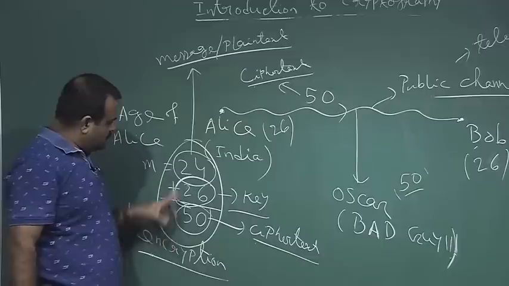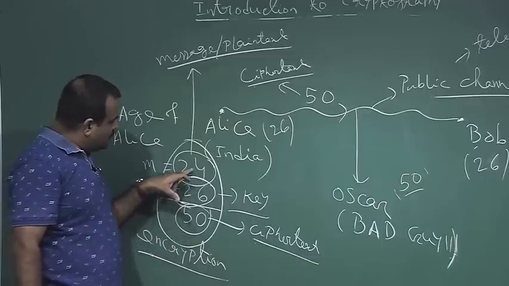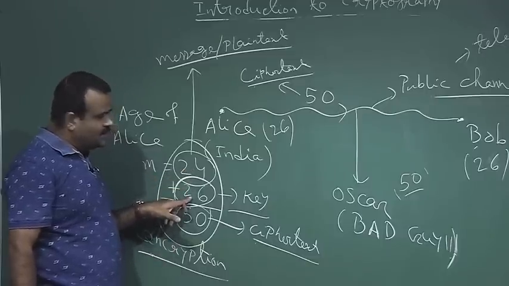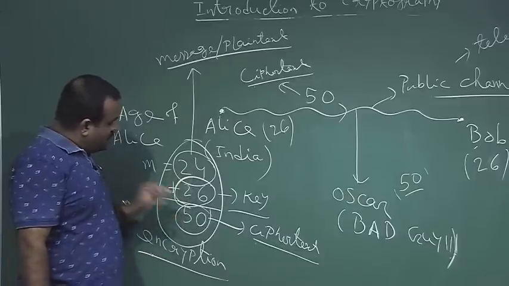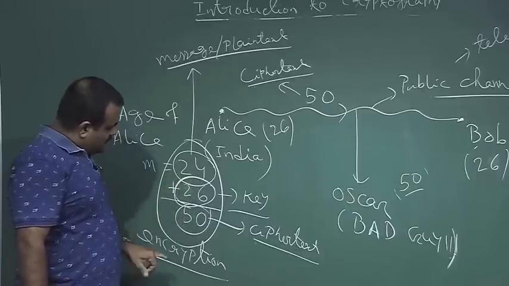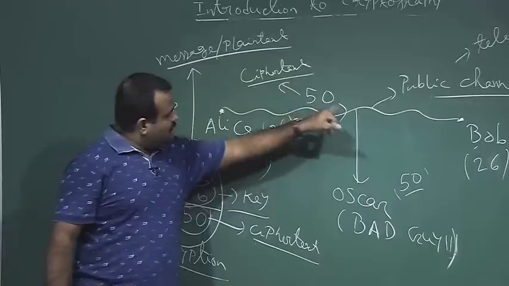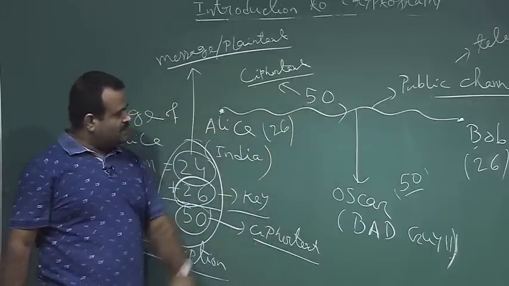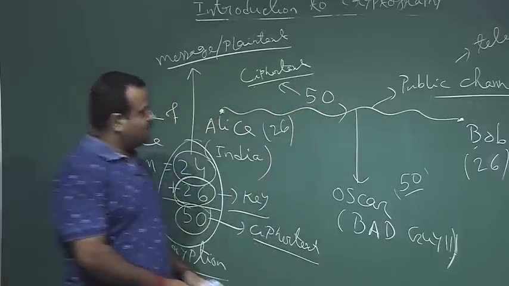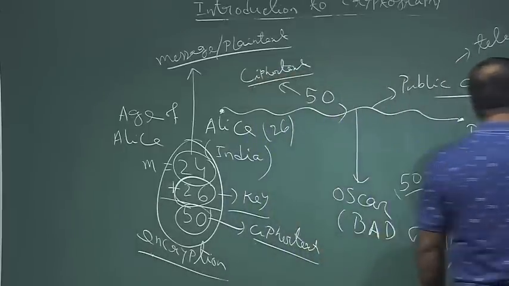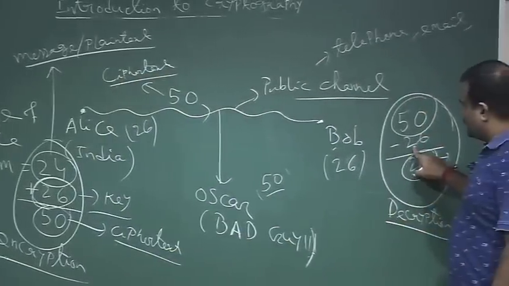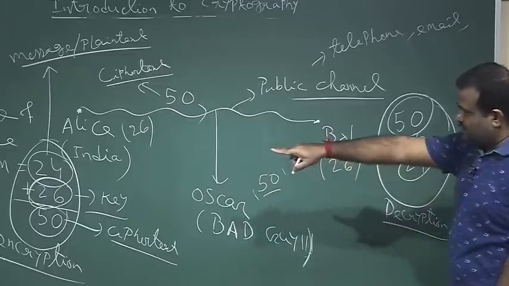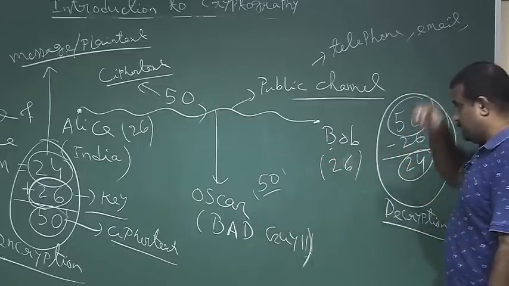This encryption algorithm is very simple. We are taking the plain text, we have the secret key shared between Alice and Bob, and we are adding them, and we are getting the ciphertext, and this ciphertext is being sent over the public channel. Upon receiving this ciphertext, to get back the plain text, Bob, who has the key, applies the reverse process of encryption, that is called the decryption process.